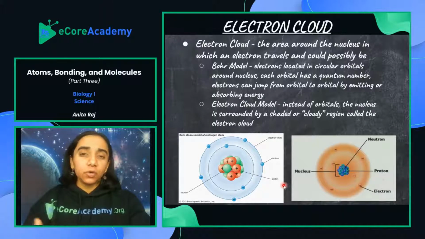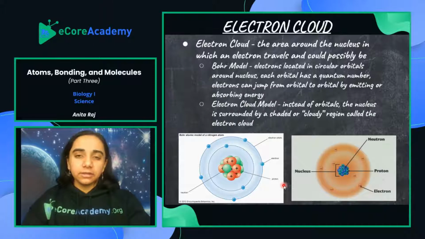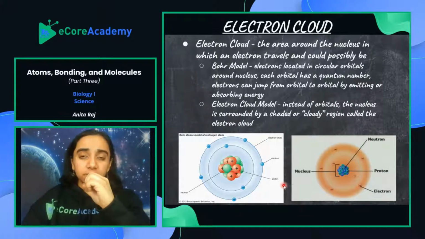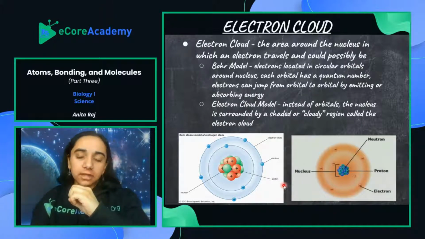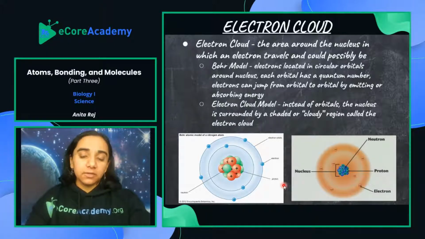So they will be orbiting, if you want to think of it like comets, very quickly around this nucleus. And the electron cloud is pretty much just a proposed area. So if this is my nucleus, the electron cloud would be this area around it in which you could find electrons orbiting around the nucleus.